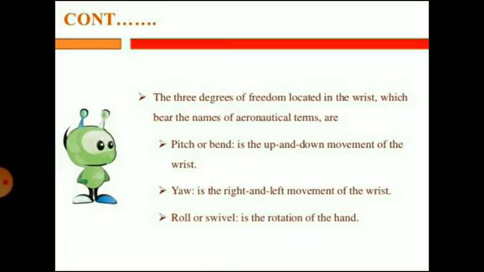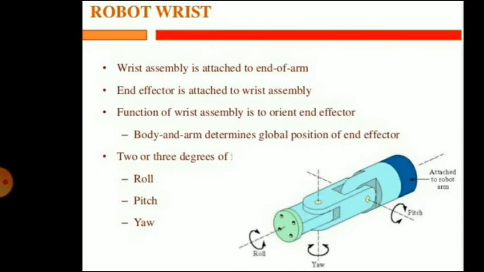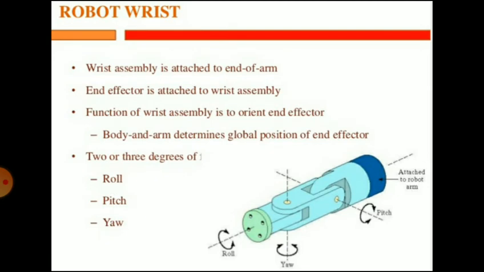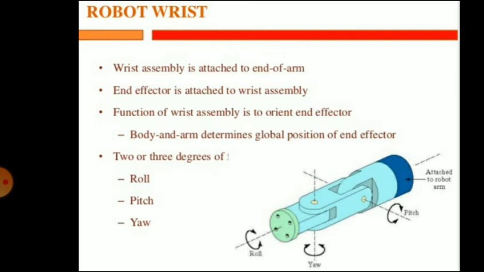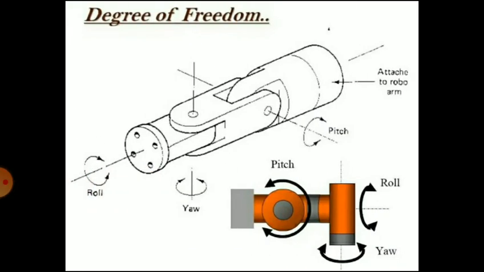The 3 degrees of freedom located in the wrist are pitch or bend, yaw, and roll or swivel. Pitch is the up and down movement of the wrist. Yaw is the right and left movement of the wrist. And roll or swivel is the rotation of the hand. So you can see the movements associated with the wrist. These are the degrees of freedom shown in a separate slide here, associated with the wrist.